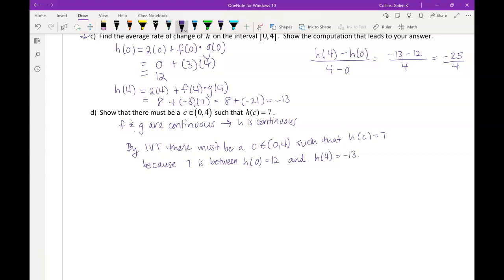So since the y value 7 lies between 12 and -13 on the y-axis, because that function is continuous, we know that h must pass 7 on its way to -13. But don't write that how I just said that. Write it how I wrote it. All right, that would earn us all the points on that type of question.